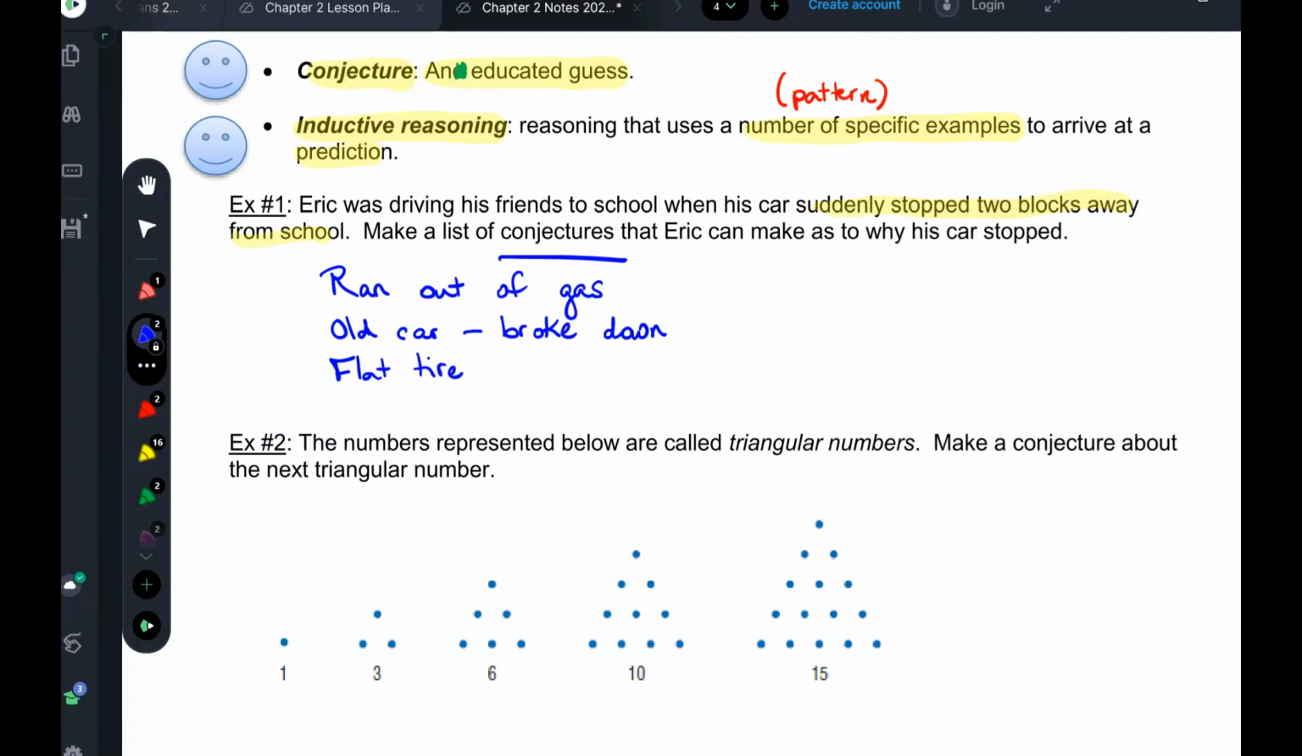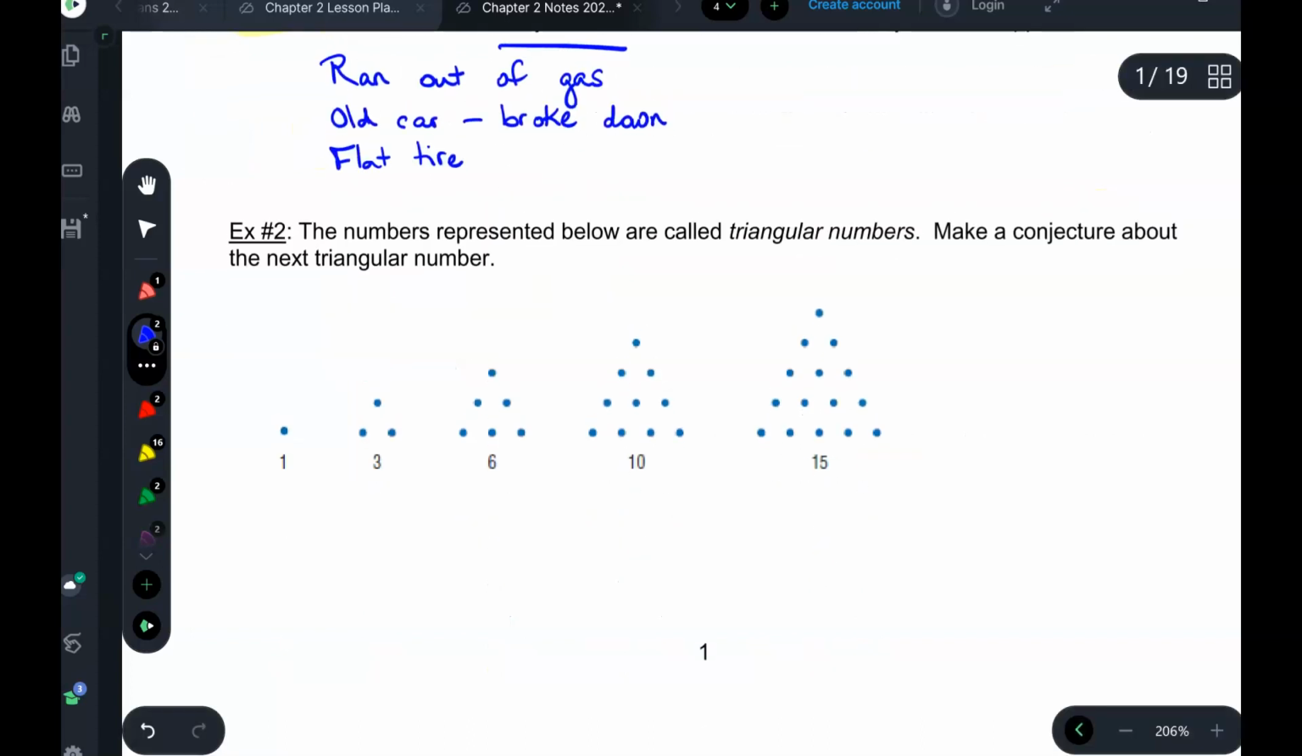So let's look at a mathematical conjecture. These are what we call triangular numbers. It's basically 1 dot, then we make a triangle out of 3 dots, then we add another layer of dots. There's 6. Add another layer, you get 10. So we want to look at what would be a conjecture without actually drawing it out. What would be the next number?